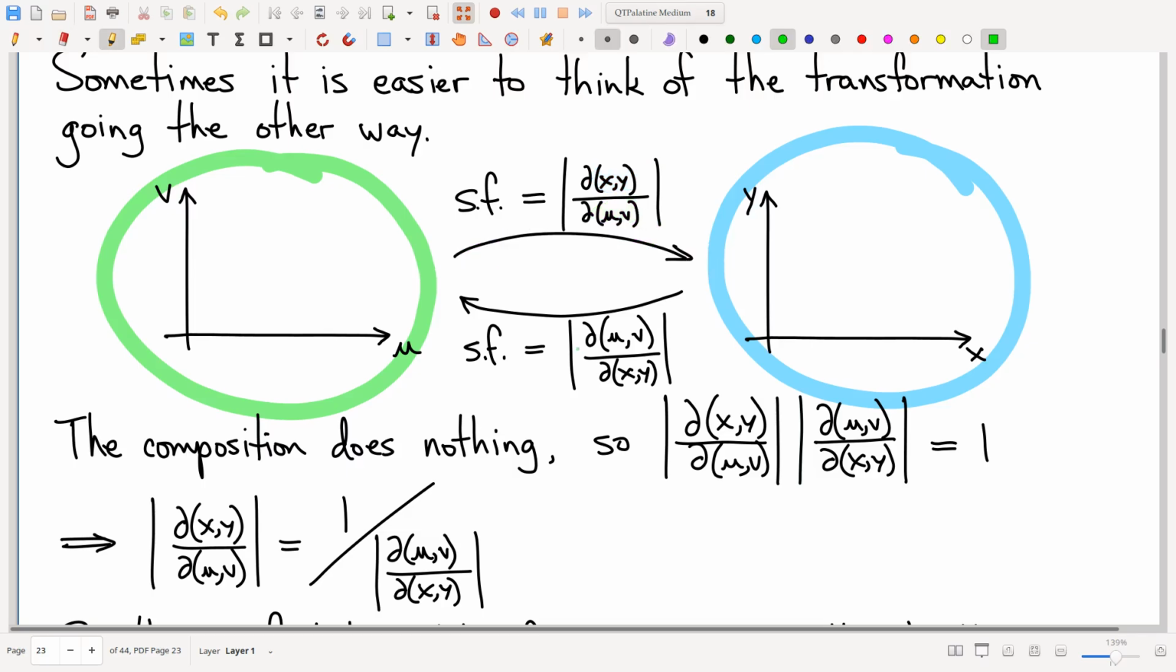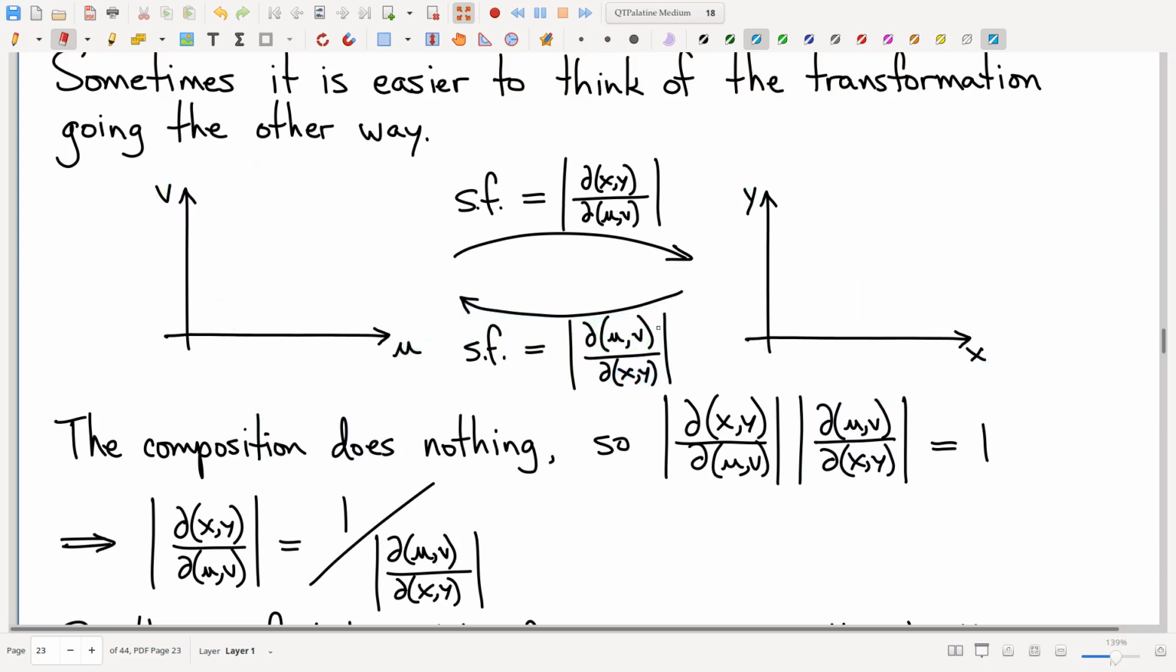Okay, well, yeah, but here's the thing. When you're going the other way, the stretching factor is the partials of the outputs, but now the outputs are u and v, with respect to the inputs, which are now x and y, because our function is going the other way. All right, so these stretching factors we would have to write like this.